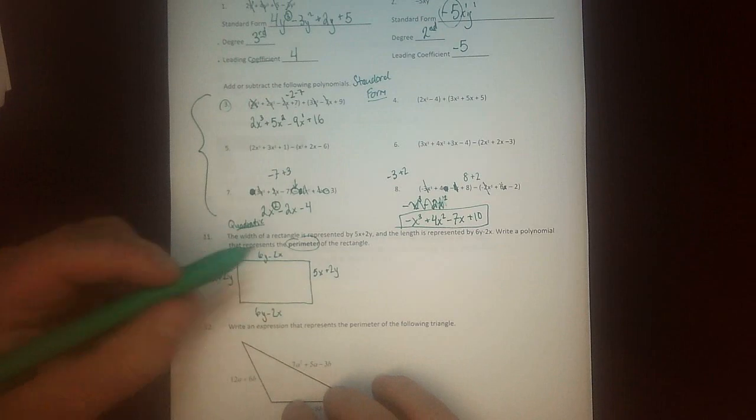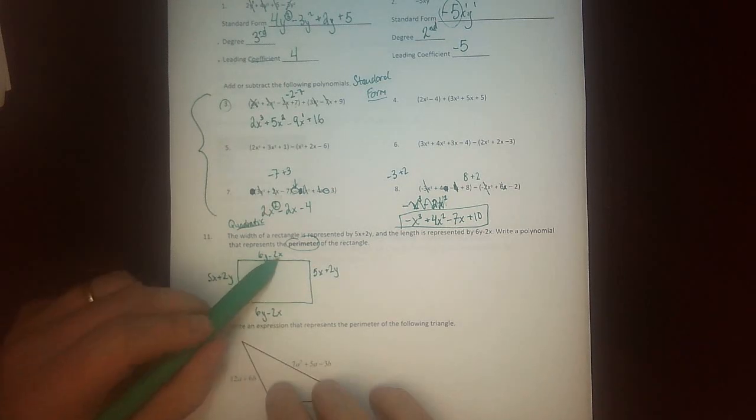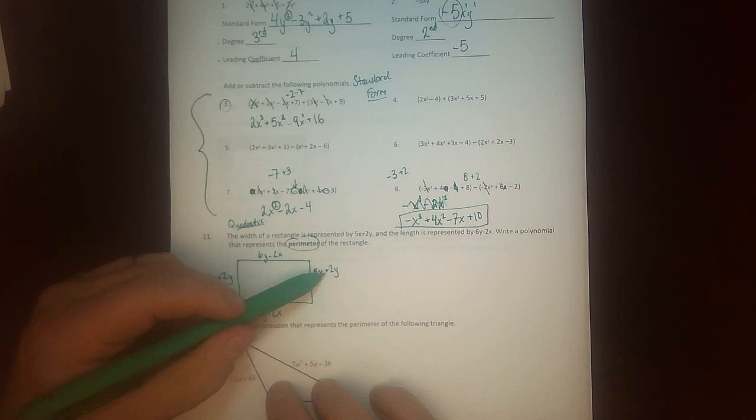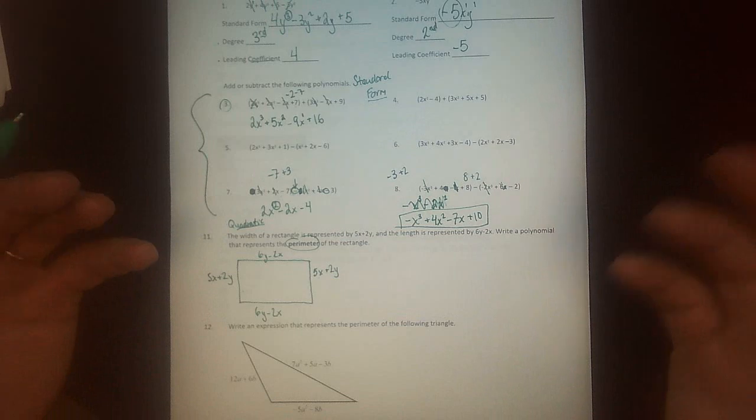Well, the perimeter is just you add up all 4 sides, right? You do this side plus this side plus this side plus this side. Well, we have all these things we can combine, don't we? Now, here's the one thing you have to be careful of. Notice how we have an x and we have a y. You can't combine this x with this y. They're different variables. They have to stay separate. But you can combine the variables that are the same. So let's go ahead and do that.